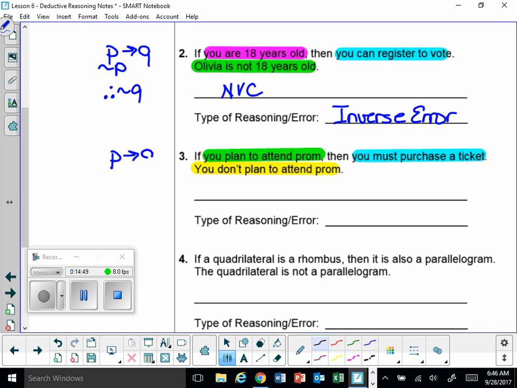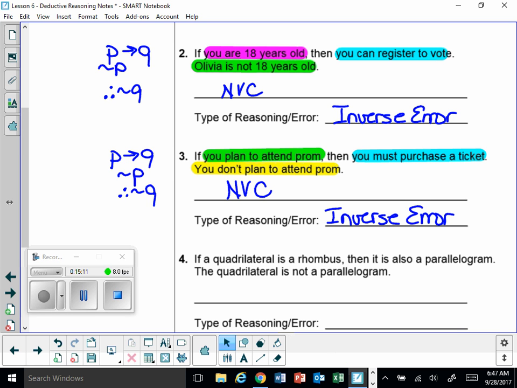All right. Conditional, if P, then Q. You don't plan to attend prom. Not P. Therefore, not Q. Another inverse error. No valid conclusion. All right.